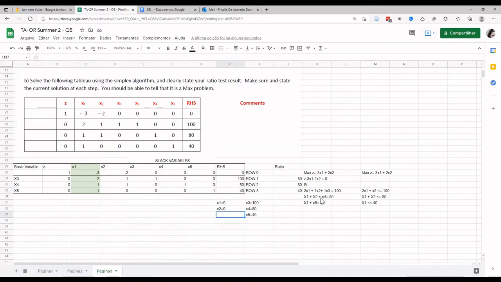Because here, if I take x2 as 0, in x4 I could put 80, and in the first constraint I would be able to put 50, because with x1 at 50, 2 multiplied by 50 would be 100. But the thing is, if I put 50 here, this one would not be valid. So that's why we make the ratio test, because we want to know what's the maximal value that we can associate with x1 in order for all my constraints to still remain working. Like I'm still respecting all the constraints. So that's why we have to choose the smallest positive number that we find here in the ratio test.